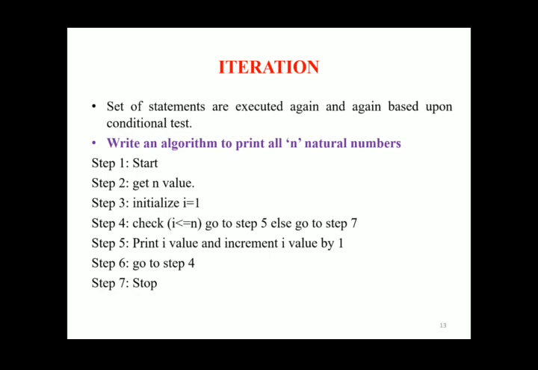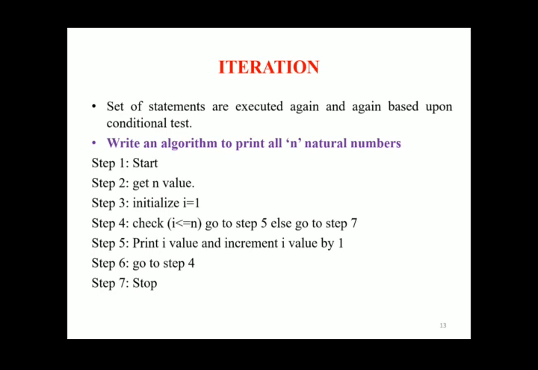If the condition is true, it will go to step 5. That is, the first natural number gets printed. And in order to print the second natural number, the third natural number, up to the n value, we need to increment the value of I by 1, which means the value of I gets added with the value 1. And in order to repeat the process for n times, we have instructed in step 6 to go to step 4. So the process gets repeated again with the I value as 2.